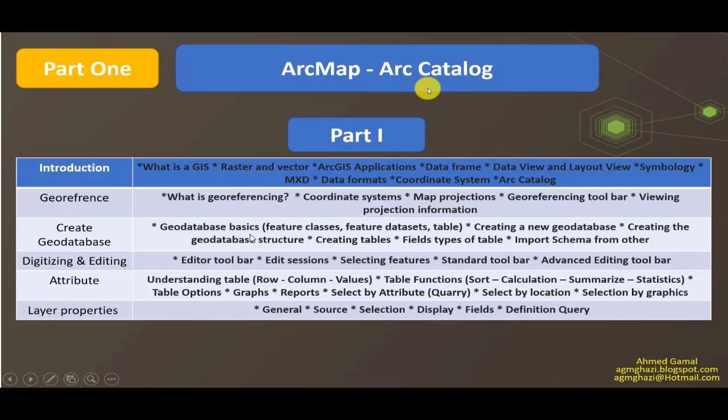And create the geodatabase: how to create a new geodatabase, and the different forms of the geodatabase, I mean the feature classes, the feature datasets, and the tables, and how to create the geodatabase structure. So what are the components of the geodatabase? Also how to create tables inside the geodatabase, the field types of the table, and how to import a new schema, I mean the outline of any table or geodatabase, so we can use a schema from an old geodatabase in our new one.